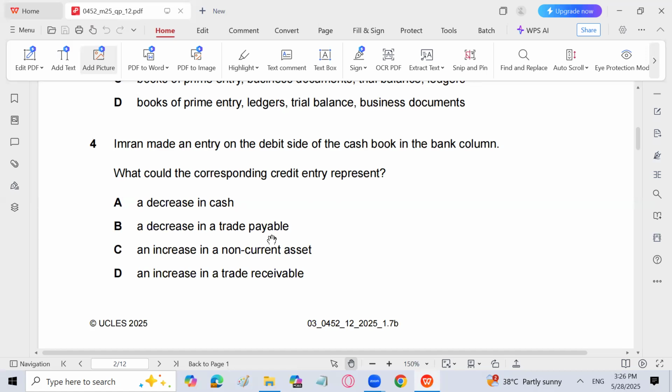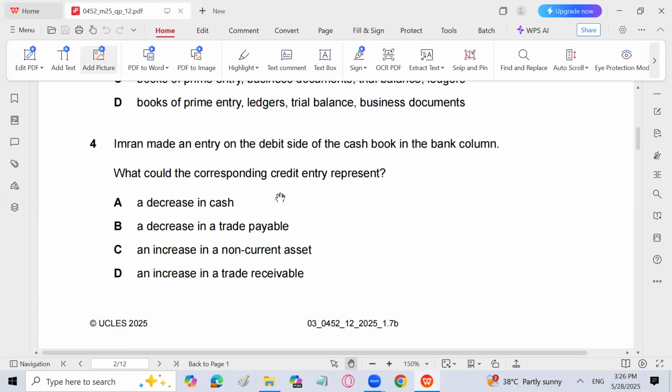But a decrease in trade payable will always have a debit. A decrease in trade payable will be debit. But we have a debit on the bank. Debit is bank. Increase in non-current asset is going to be debit. Wrong, because bank is debit. Increase in trade receivable is going to be debit. Wrong, because bank is debit.